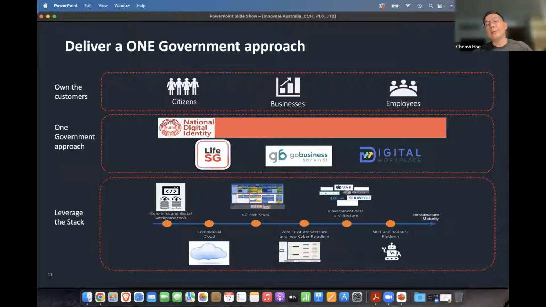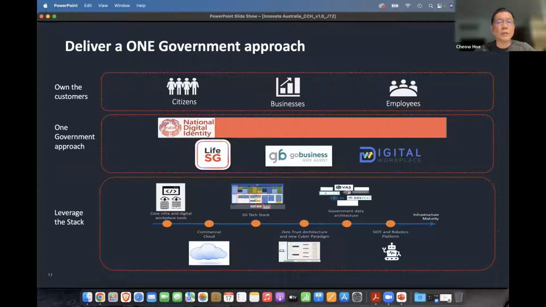Unlike what other people think, the government does have citizens, does have customers. Now, our customers are the citizens that we serve, the businesses that we serve, and also very importantly, the government employees. Government hires a lot of people. Singapore has 150,000 public sector employees. They are just as important a part of the customer base that we serve.